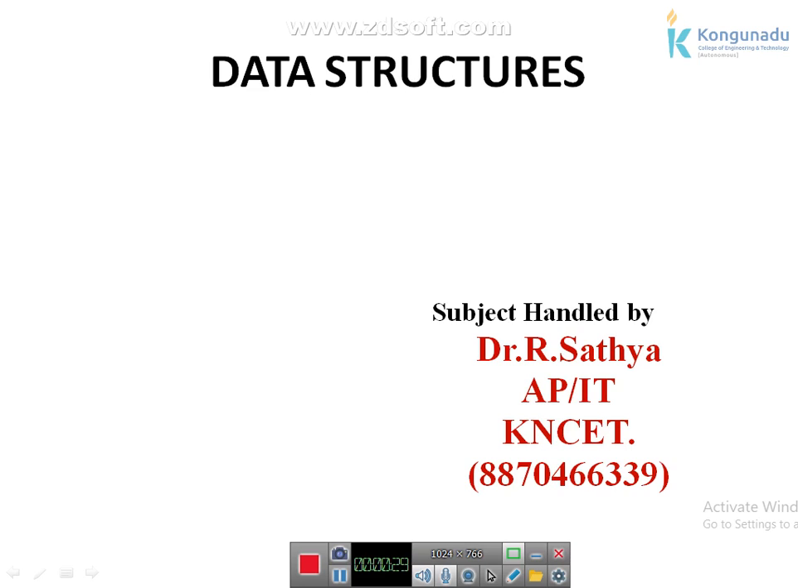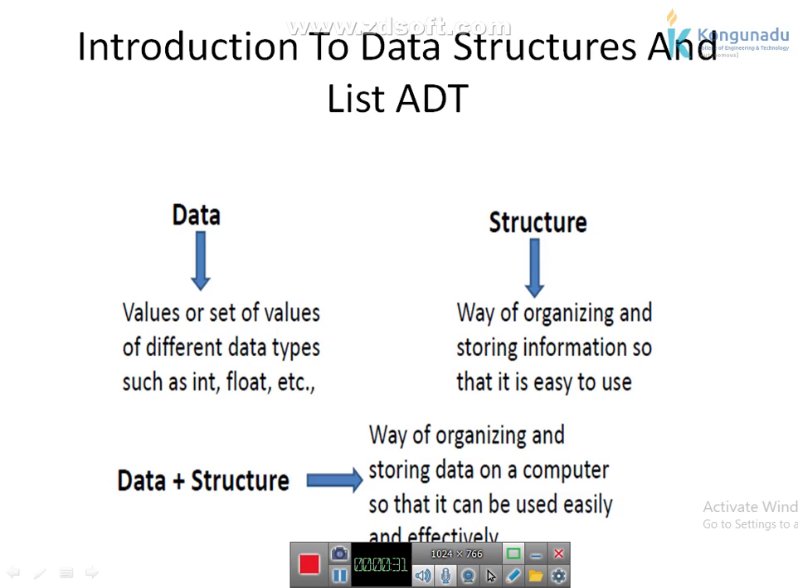So, what is data? A value or set of values of different data types such as integer, float, character, etc. is called data. Next, what is structure? A way of organizing and storing information so that it is easy to use is called structure. So, what is data structure? A way of organizing and storing data on a computer so that it can be used easily and effectively is called data structure.